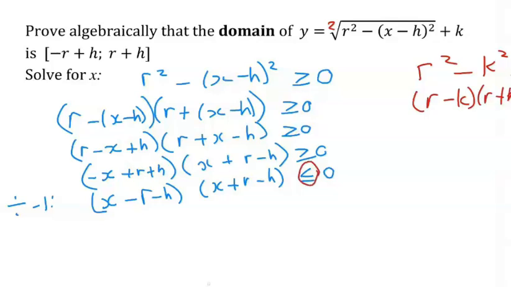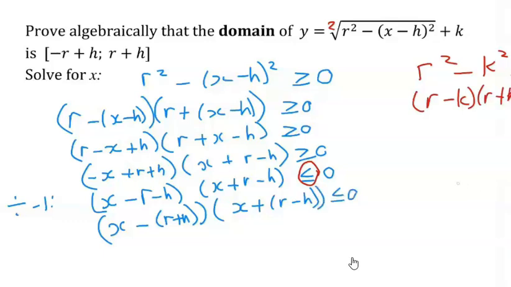I can do this, or in order to use a concave up, I will use that. Otherwise, you can use a concave down parabola to solve that. In this case, I will have (x minus r plus h) and (x plus r minus h) less than or equal to 0. So that means I've got a parabola. And which one is the smaller? The smaller one is this, minus r plus h, and the bigger one is r plus h.